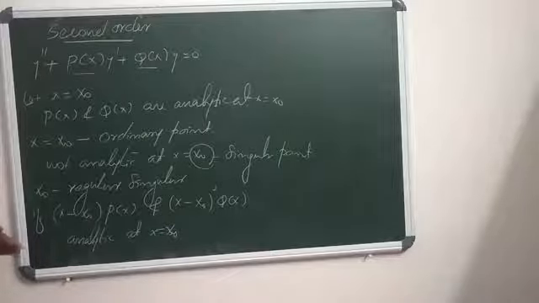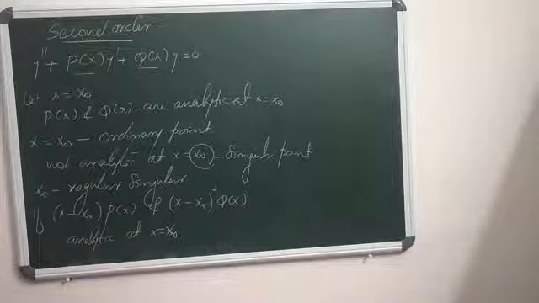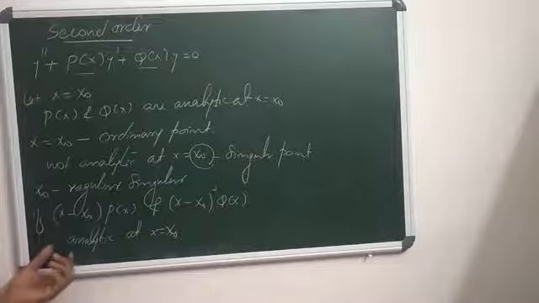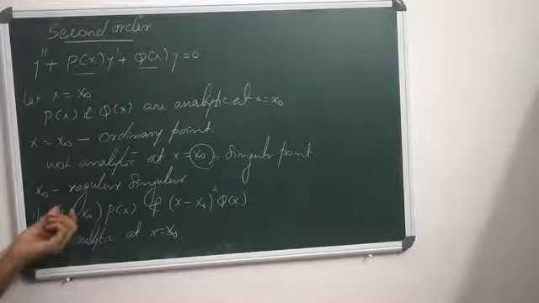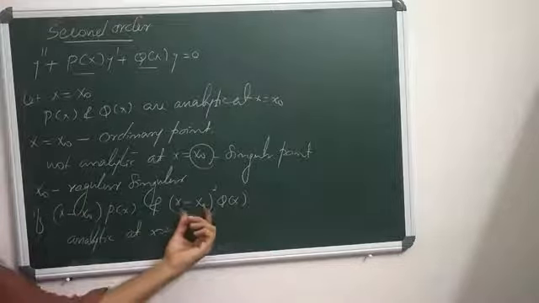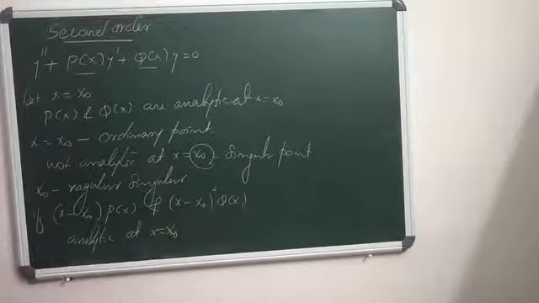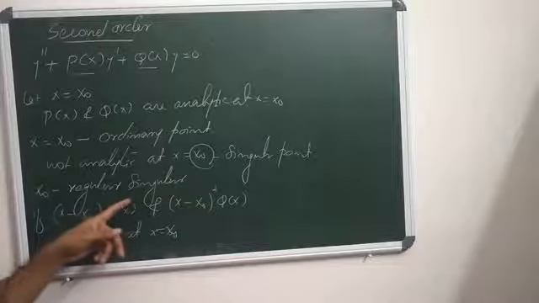If x naught is an ordinary point, then there is nothing more to see. If x naught is not an ordinary point, then x naught becomes a singular point. Whether the singular point x naught is a regular singular point again depends upon the nature of p of x and q of x. If x minus x naught into p of x and x minus x naught whole square into q of x are analytic at x equals x naught, then x naught is said to be a regular singular point.